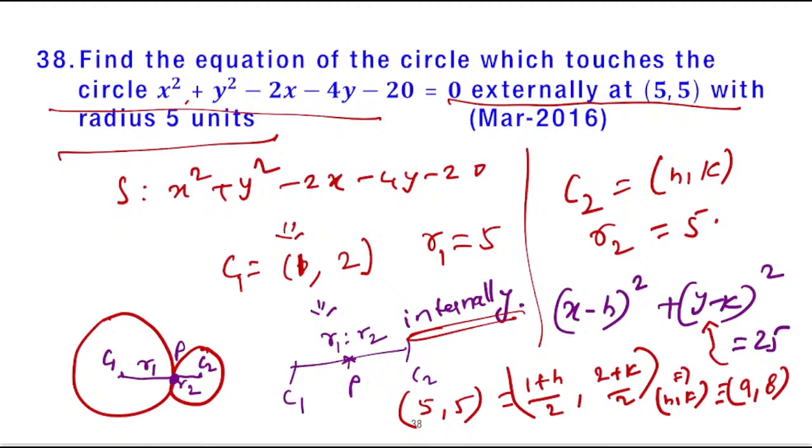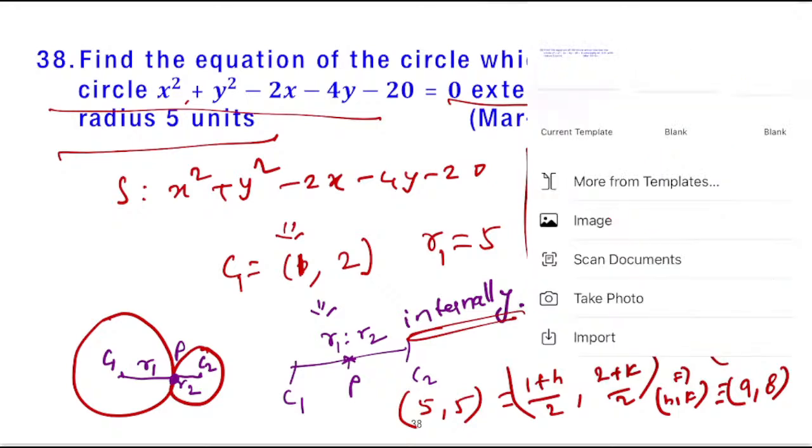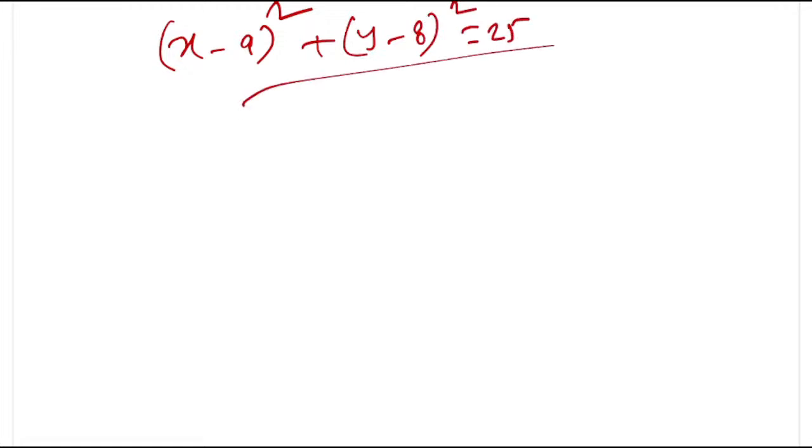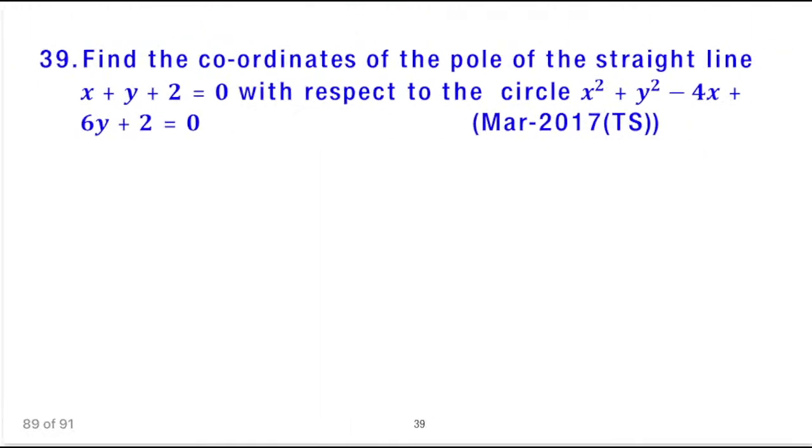That's it. So the required circle is x minus h, means x minus 9 whole square, plus y minus 8 whole square equal to 25. Simplify it, you will get the answer. That's it. So move to the next question.